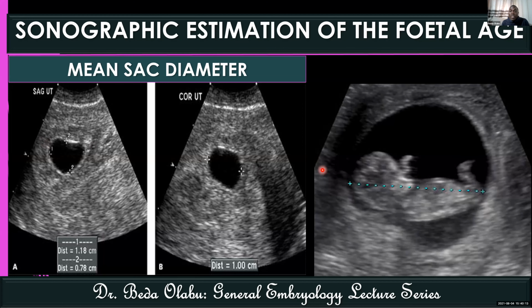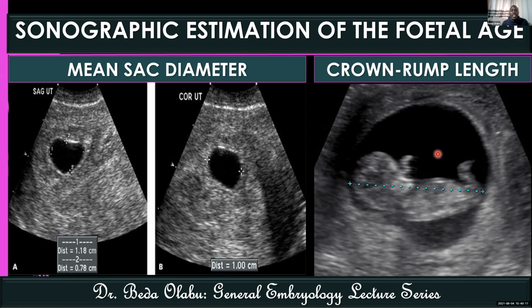Then the second way in which we estimate fetal age by ultrasound is using what we call the crown rump length. This is the crown, this is the rump. So we basically measure the length of the baby, but remember, without the limbs, because at this time the limbs have not yet formed. These are the two measurements which are used in the first trimester to estimate the fetal age.